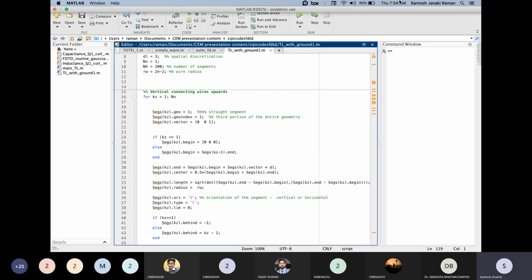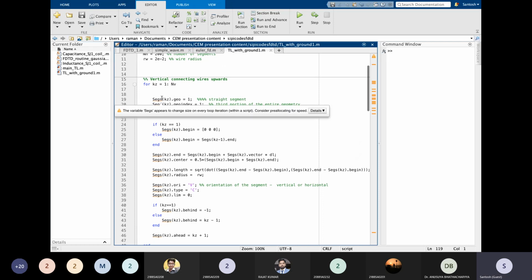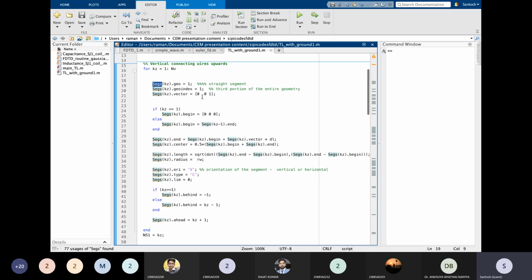And to model the transmission line, you just use MATLAB structures. If you are using C++, you could use a class wherein segments would be the class object and so on, right?